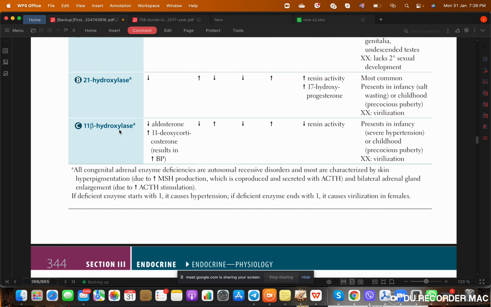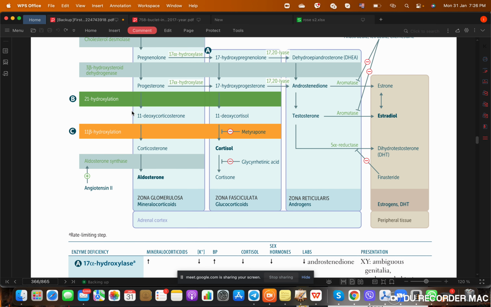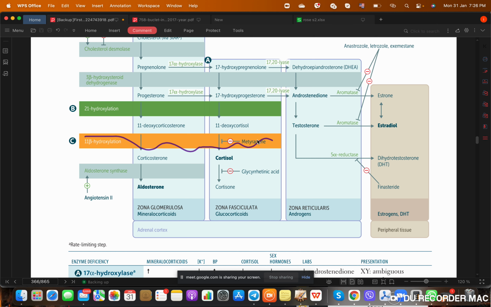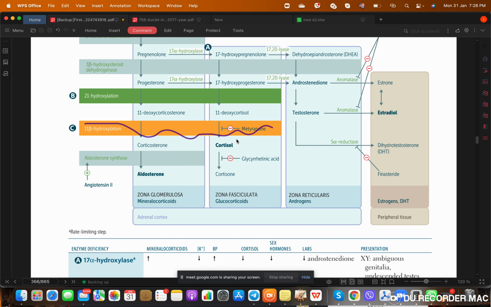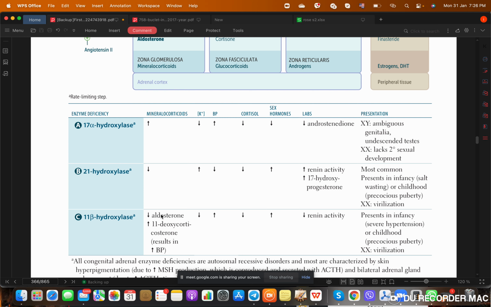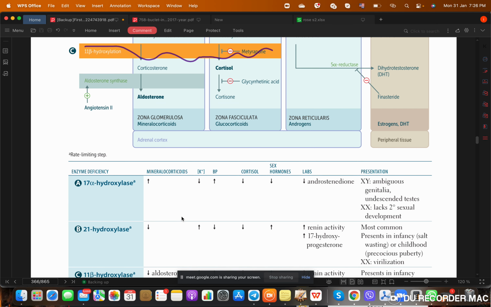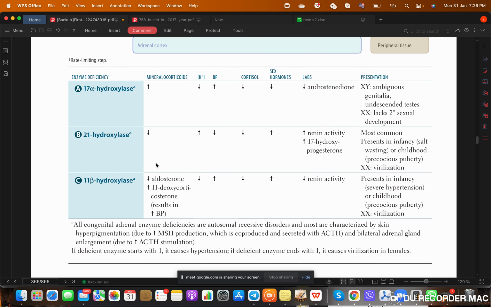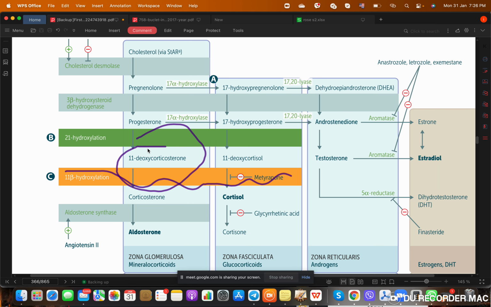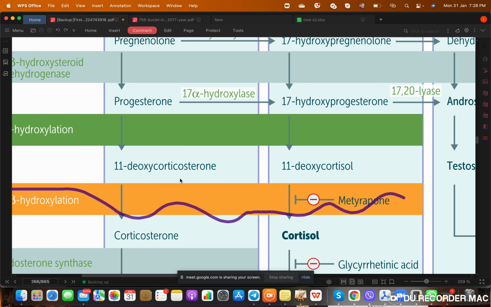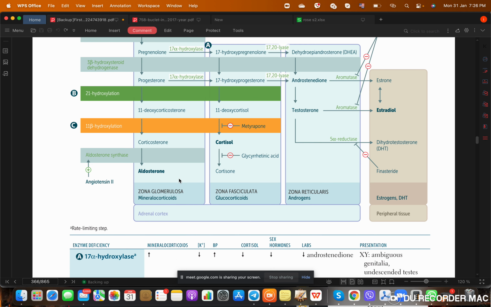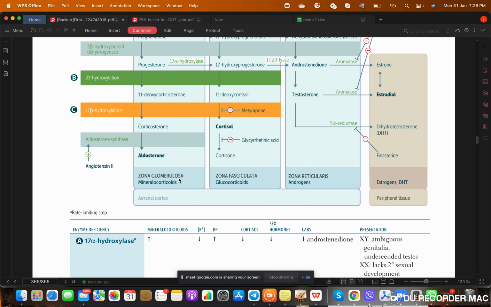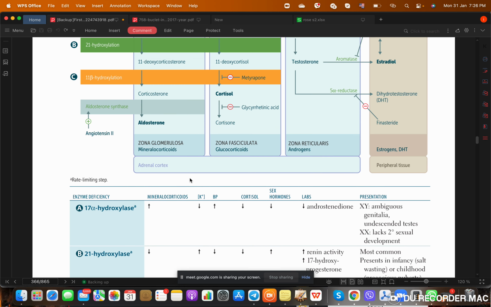11 beta hydroxylase deficiency will lead to basically both high blood pressure and ambiguous genitalia. Let's take a look at it. Okay, so this is messed up. If this one is messed up, let's see what happens. They write a decrease in the aldosterone, but the precursor, which is the 11-deoxycorticosterone, will be high. And this guy works exactly like aldosterone. A little bit weaker maybe, but still, it works like it, which can still lead to high blood pressure.